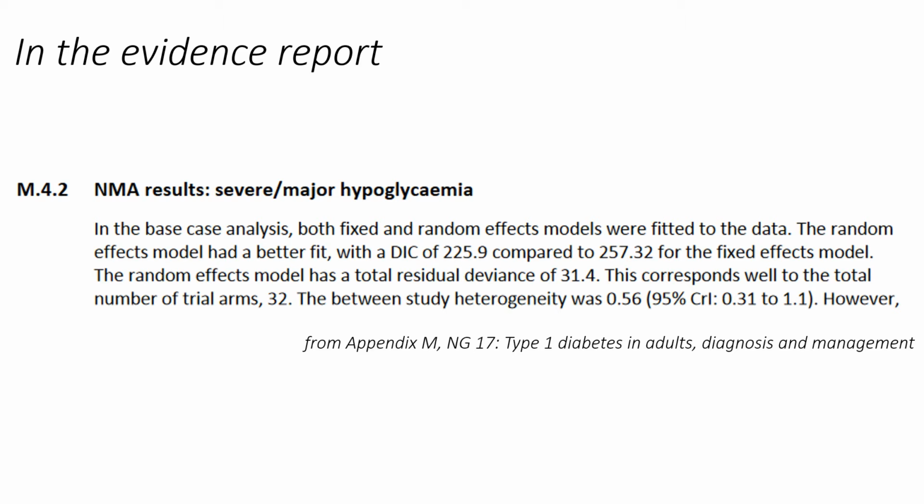The random effects model had a total residual deviance of 31.4. This corresponds well to the total number of trial arms, 32. The between-study heterogeneity was 0.56, with a credible interval of 0.31 to 1.1. This is taken from a network meta-analysis performed for the Guideline for Management of Type 1 Diabetes.